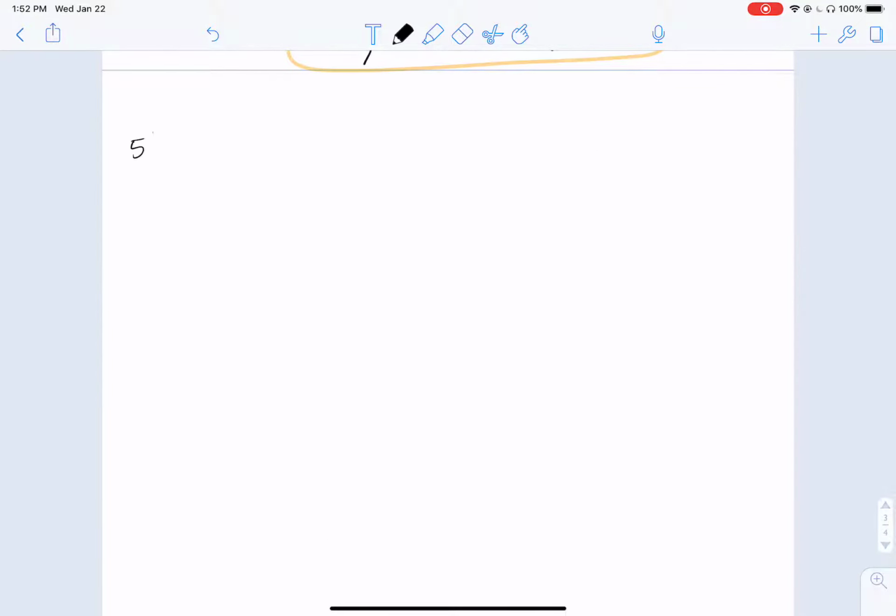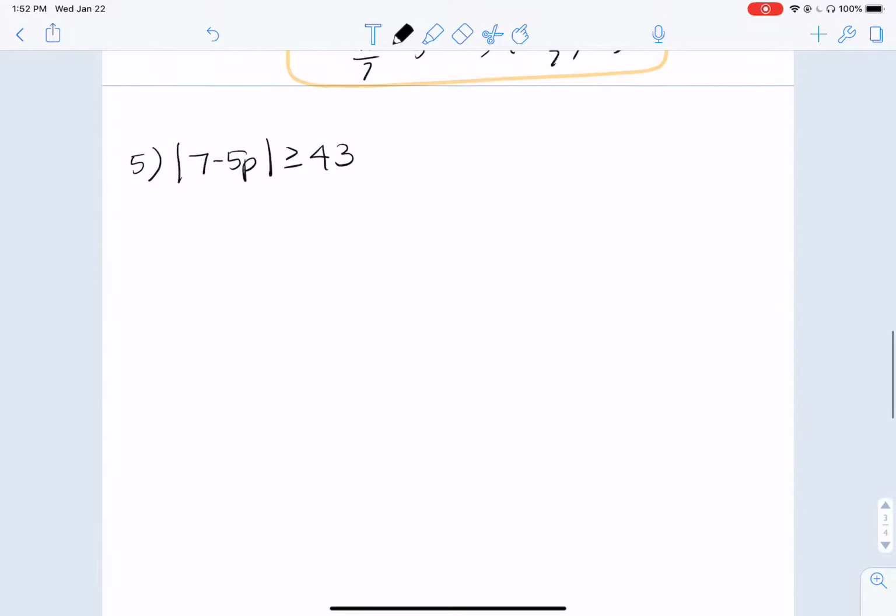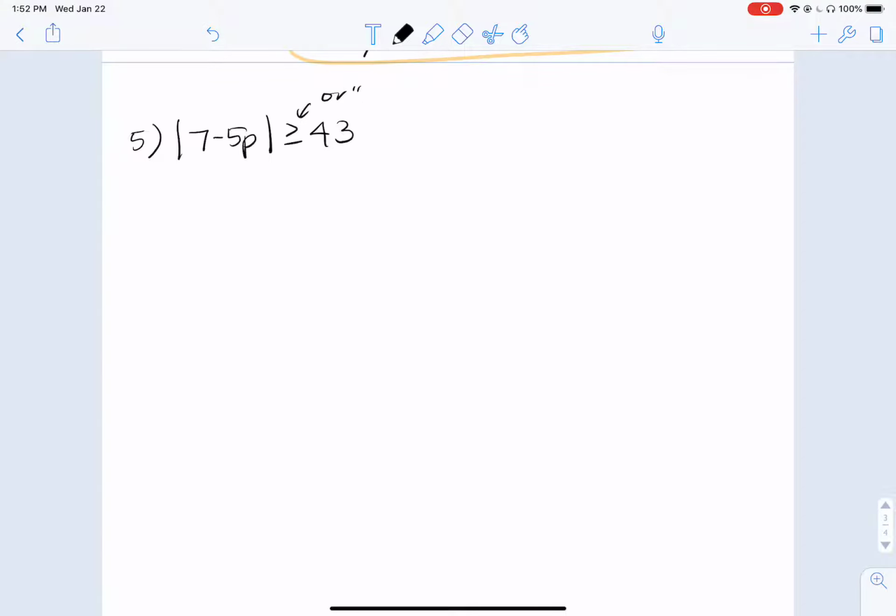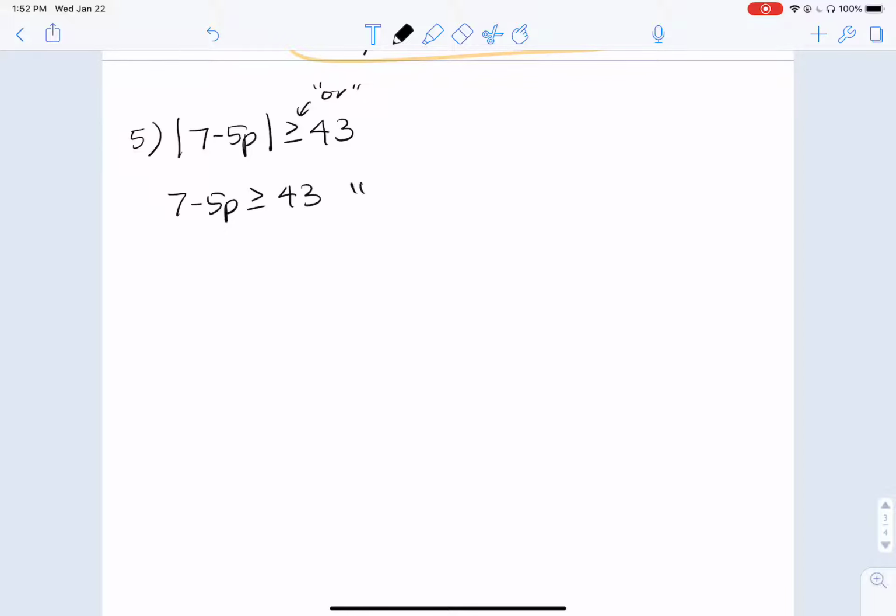Okay, number 5. So we have 7 minus 5p is going to be greater than or equal to 43. So this one right here is an OR compound inequality. So 7 minus 5p would be greater than or equal to 43, or 7 minus 5p will be less than or equal to -43. So here we would start by subtracting the 7, that's the constant. So this is the one we get rid of. So we subtract 7 from both sides, and 43 minus 7 is 34.